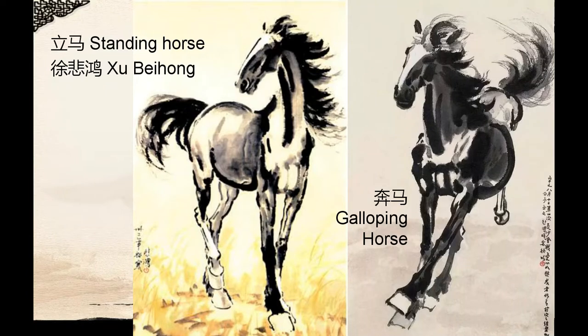Xu Beihong is another contemporary artist. He is particularly known for his ink and wash painting of horses, ingeniously merging Western techniques with classic Chinese approaches. The galloping horses are strong, heroic, vigorous, energetic, refreshed, and in high spirits. He is a patriotic artist. Here we can appreciate the standing horse and the galloping horse.